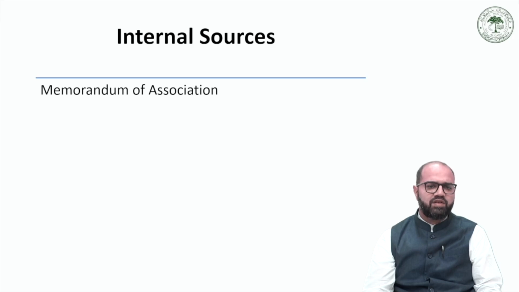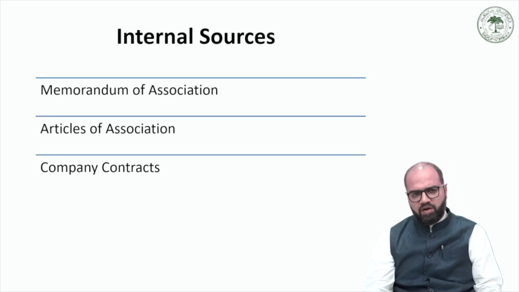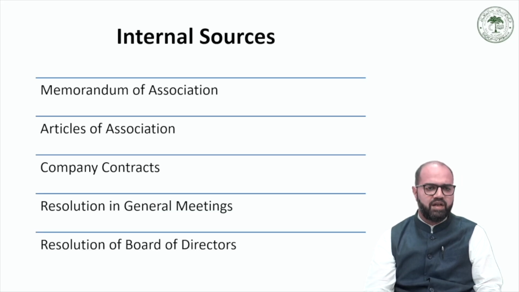Then the internal sources are the Memorandum of Association, which is known as a kind of company constitution, along with the Articles of Association. It is like an internal rule book for a company. Just like the police has a police manual, in the same way there is a company manual as to how a company should function. These are internal documents. Then we have company contracts, which the company enters into with outsiders for the purpose of carrying on business. Then we have resolutions of the shareholders in general meetings and resolutions of the board of directors. So these are the internal sources.